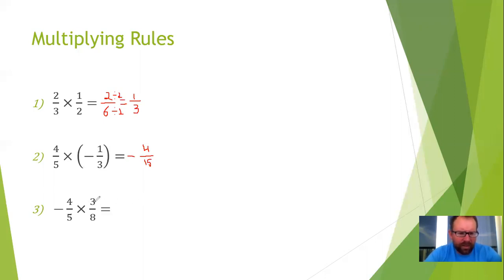All right, so then we have a negative times a positive again, so our answer is going to be negative. And 4 times 3 is 12. And 5 times 8 is 40.